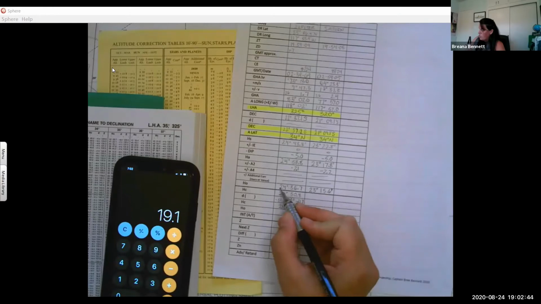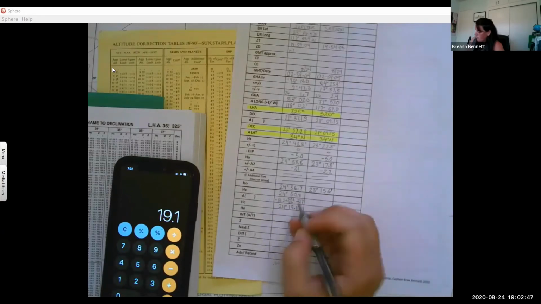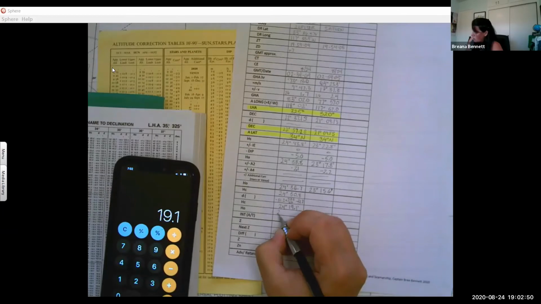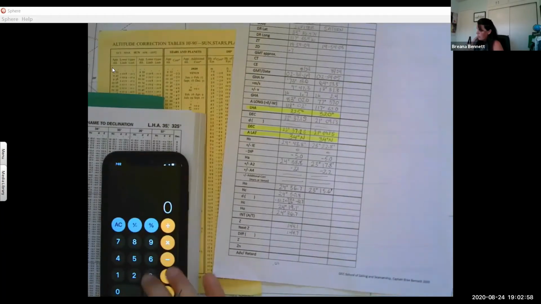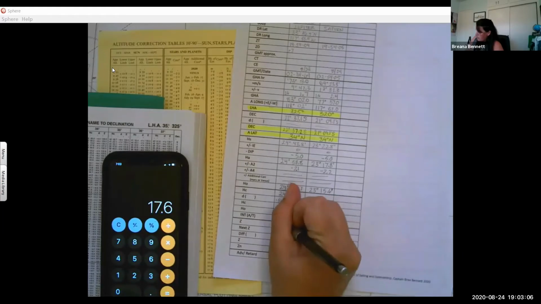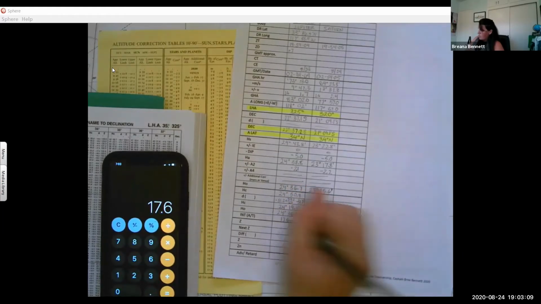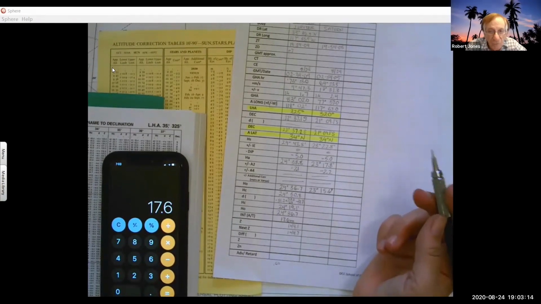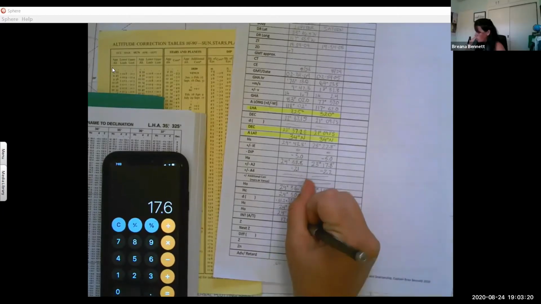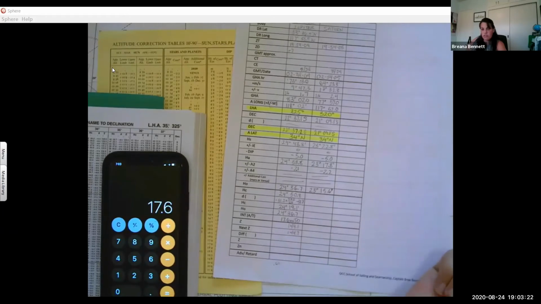Then I'm going to move my HO down to the bottom here so I can compare the two. 24 degrees, 36.7. They are pretty close, so that's already looking good. 36.7 minus 19.1 gives me 17.6 nautical miles. Now, am I away or towards? Towards. HO is bigger, so we are towards.